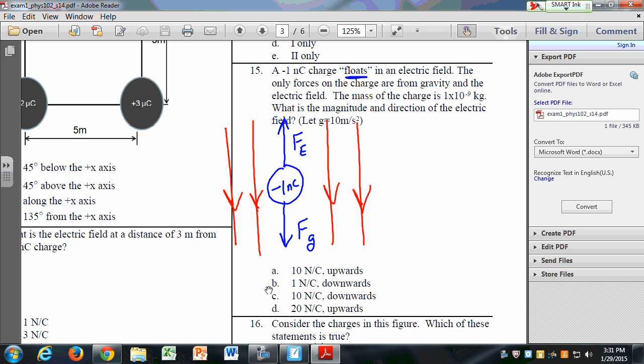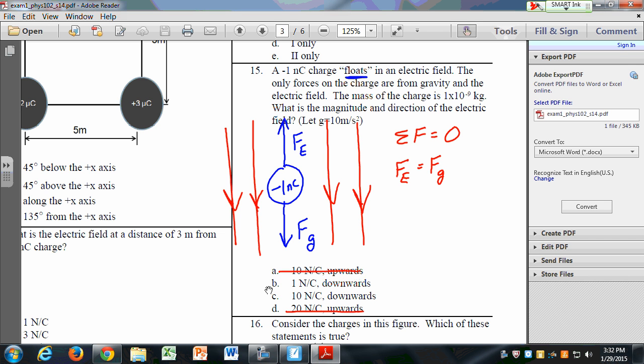All right, so immediately we can get rid of this answer and this answer. Now I want to know what is the magnitude of this electric field. Since it's floating, there's no acceleration, so I can say the sum of the forces equals 0. That means the magnitude of the electric field force is equal to the magnitude of the weight.